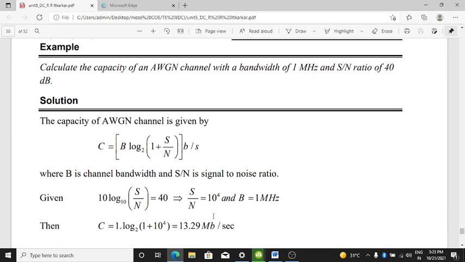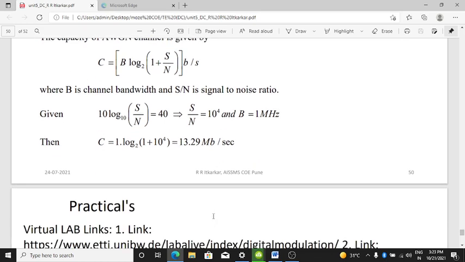In the next slide, another example is there. Calculate the capacity of an AWGN channel with a bandwidth of 1 megahertz and an S by N ratio of 40 dB. Then what is the solution? The capacity of an AWGN channel is given by C = B log2(1 + S/N) bits per second, where B is the channel bandwidth and S/N is the signal to noise ratio.